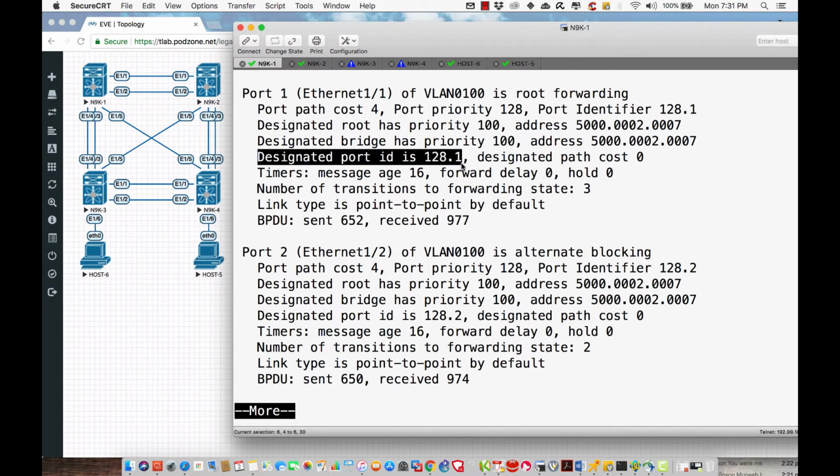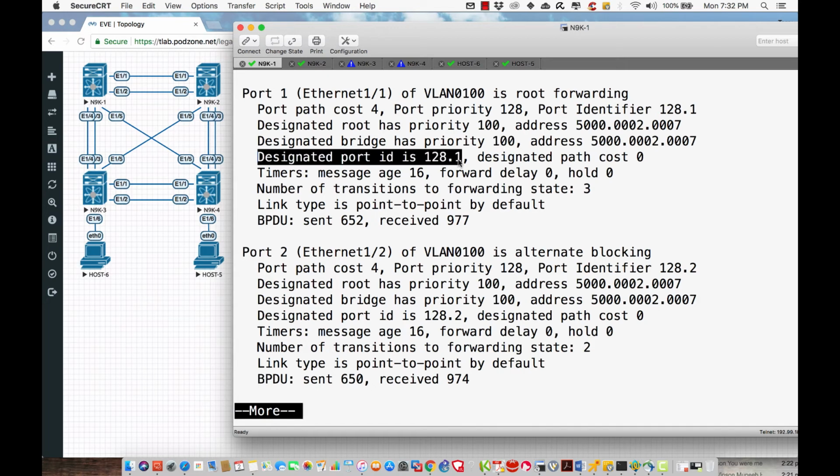What I want to pay attention to here is the designated port ID. Notice this is the value of 128.1. Now this isn't the local value, this is the designated port. Anytime you see a designated value in this output, that means it's the information being advertised by the adjacent switch. So when we look at this, I have my port priority, which is my local priority, and this is my local cost. The designated values I have include my designated bridge priority, which we have set up here as 100, and the designated port ID, which is 128.1.